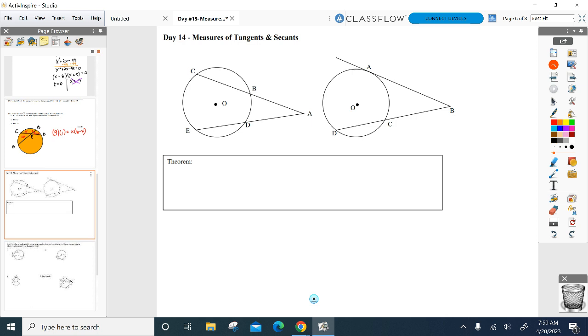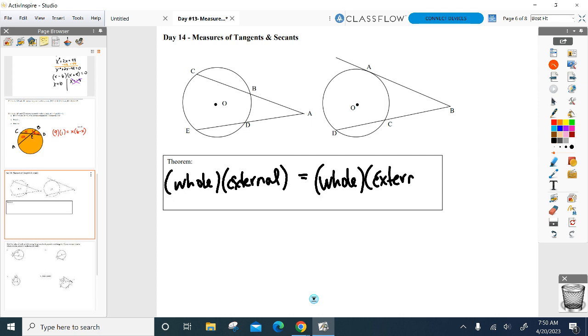Here you go, ready? This is probably the most non-mathematical way I can show you. Whole times external. Can I just ask what goes through your mind when you hear the word external? Outside. Thank you. Outside. Equals whole times external. There you go. If you ever want to find a secant or a tangent length, I think of whole times external equals whole times external.